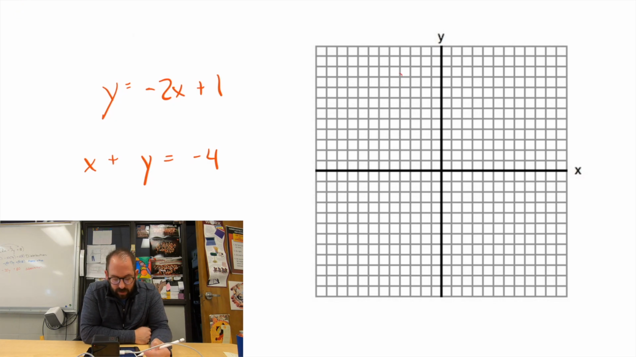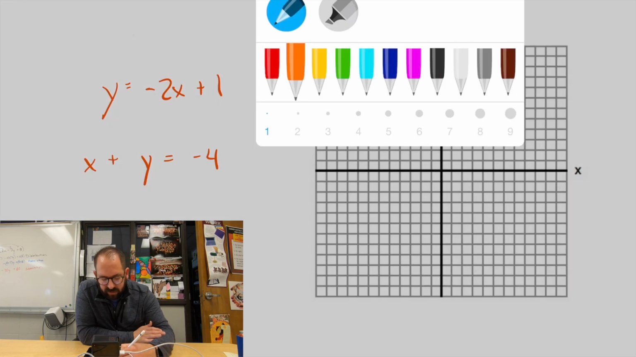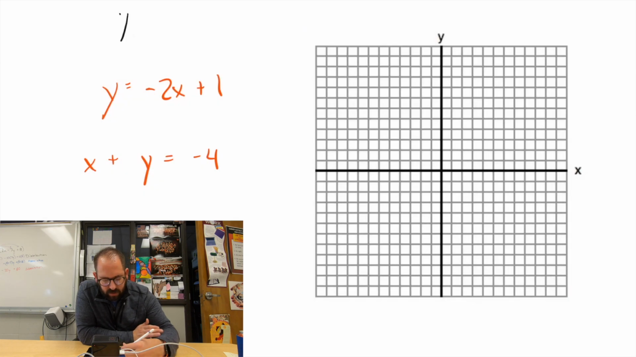Making these problems the way that they are, I'm looking for the point where they cross. These are two individual lines. You want to get them to the same form, so you want to get them to y equals mx plus b. So y equals mx plus b.